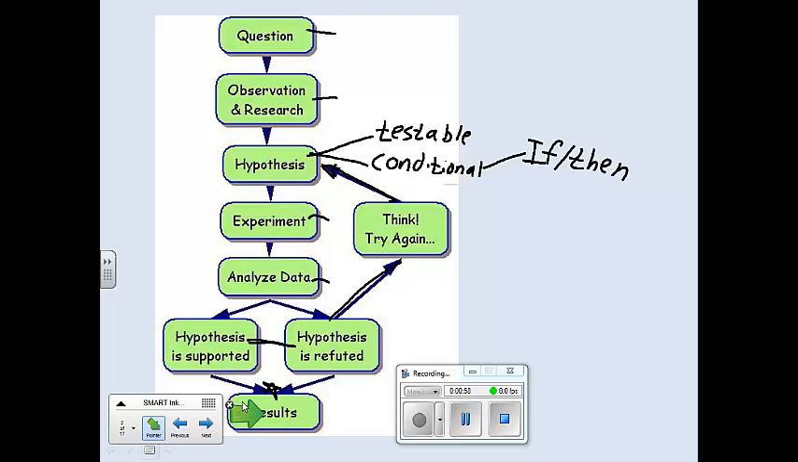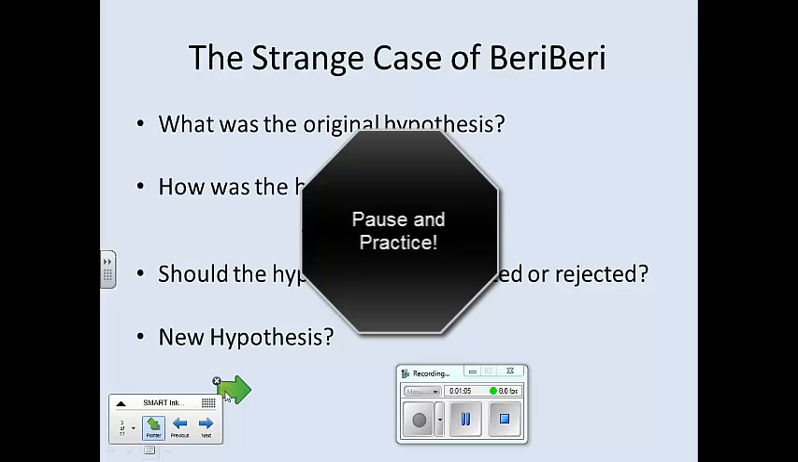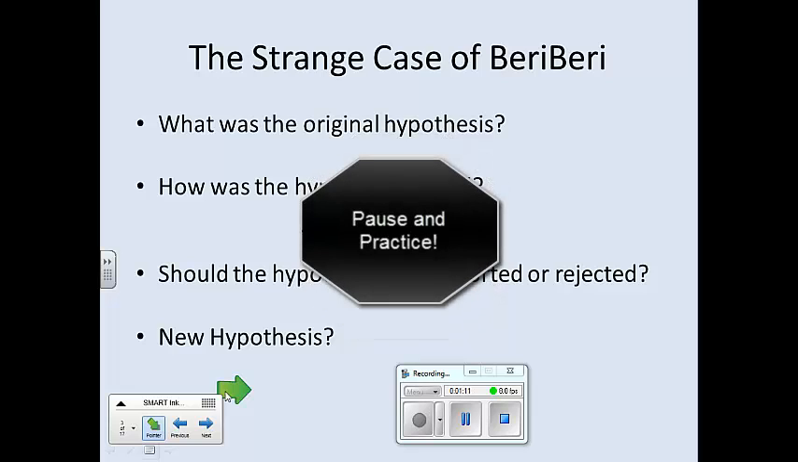Once it's supported, you move on to your results and you report those in some kind of peer journal or lab report. So go ahead and pause this and do these questions over the case of Berry, as well as deciding if those three hypotheses are good hypotheses or not.